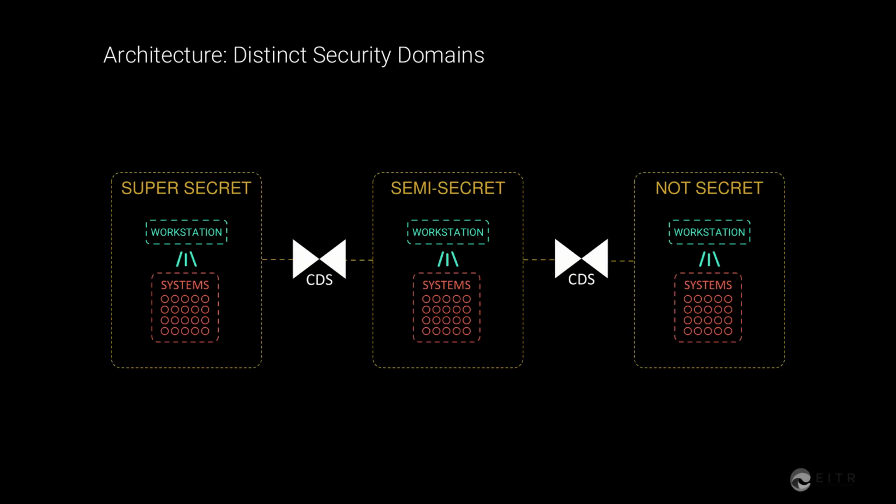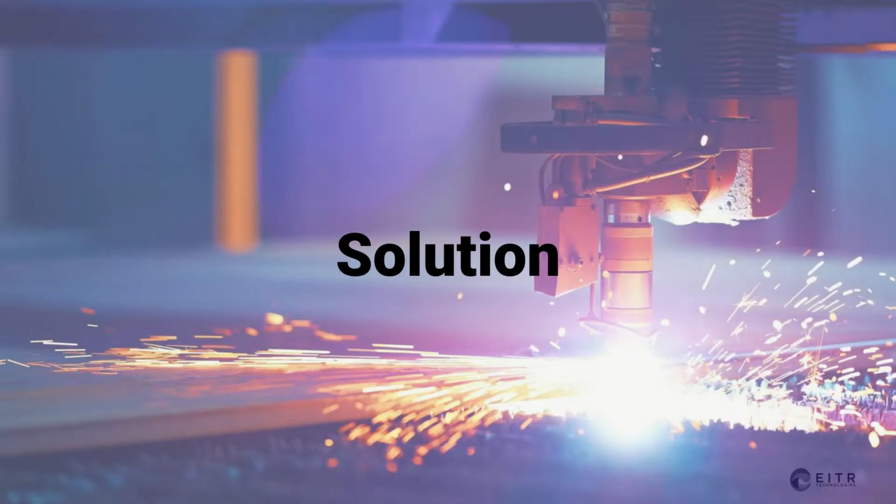So, if we implement cross-domain solutions in between our enclave networks from the architecture before, we'd be able to transfer data between those domains. You'll often find cross-domain solutions in these scenarios. However, these cross-domain solutions normally target data use cases and do not allow administration traffic. You wouldn't be able to manage one system from another security domain. So, how do we solve a problem like that?